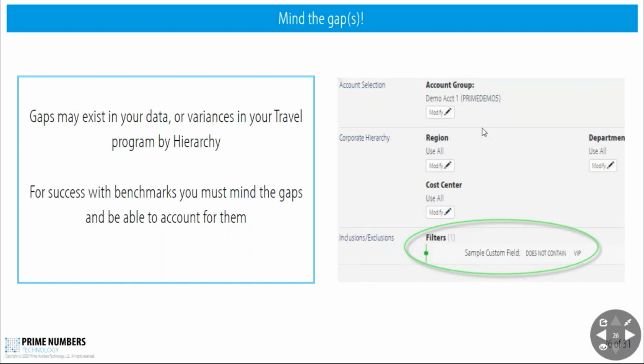So in Prime, on our criteria page again, you can select specific departments, but you can also filter. For the example here, I'm filtering on VIPs. VIPs for my company travel with a completely different set of rules than everybody else. Therefore, blending them into the comparison for my benchmarking is going to skew my numbers and lead me to inaccurate conclusions. So you have to be able to mine these things. You have to be able to look at traveler role, rule class, department, and include or exclude people accordingly.